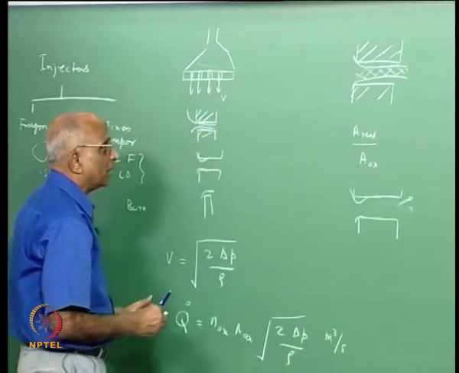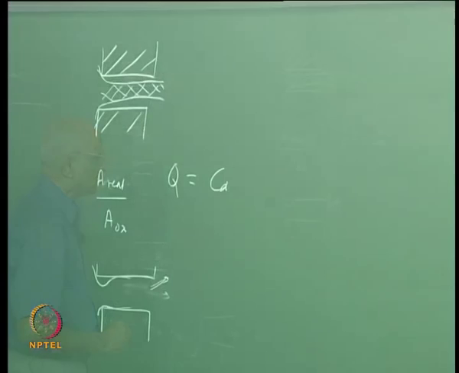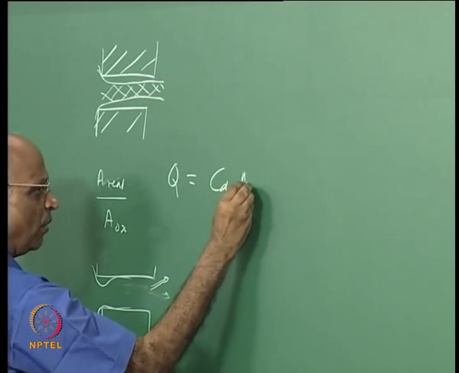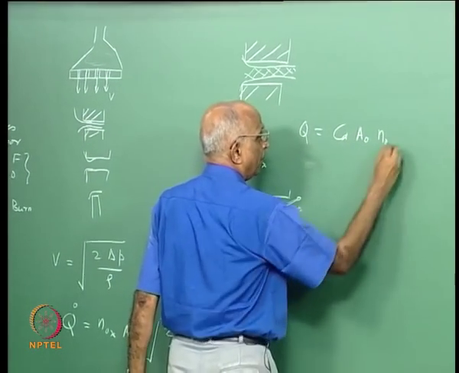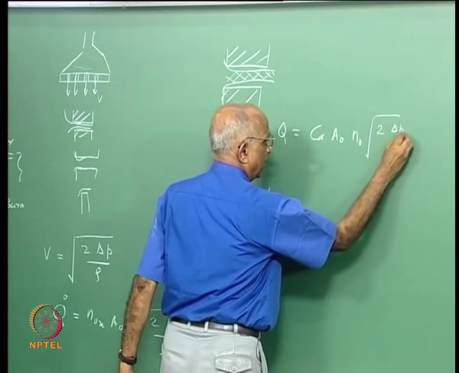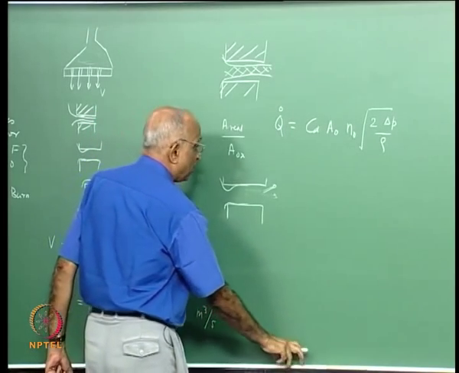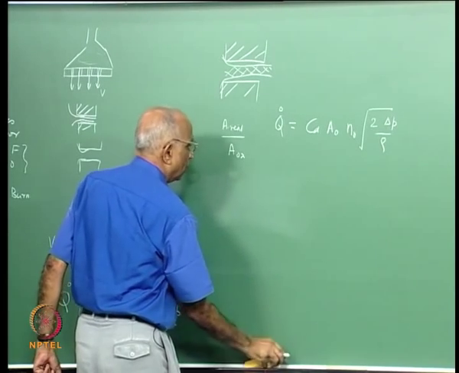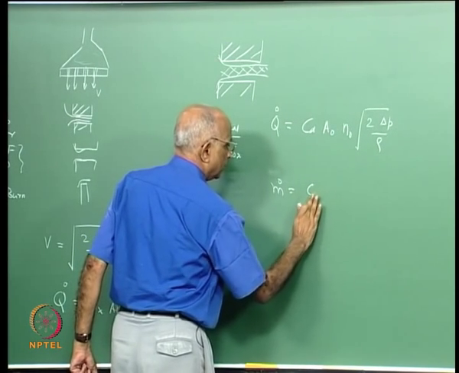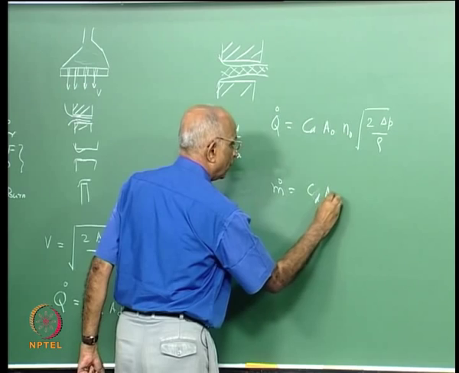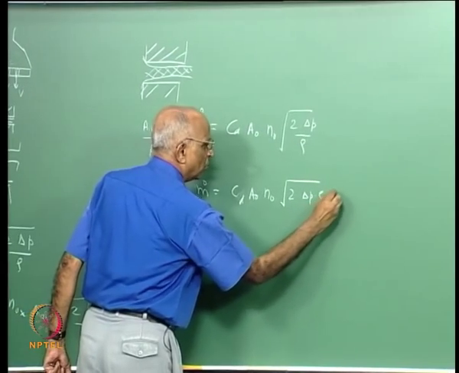and therefore I say that the Q actual which is flowing, I put it in terms of a coefficient which I call a discharge coefficient CD, into A of the orifice, into the number of holes n, into under root 2 into delta P by rho. This is the rate of flow in meter cube per second. I convert it to mass flow rate and I get m dot is equal to, I multiply by the density, CD into A0 into number of orifices into under root 2 into delta P into rho, so many kilograms per second, right.